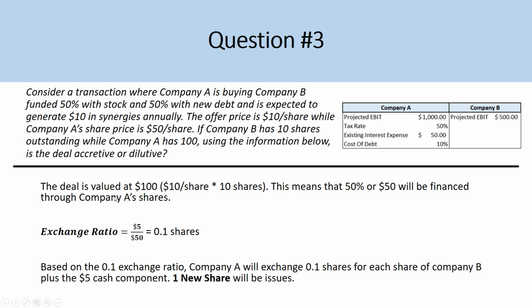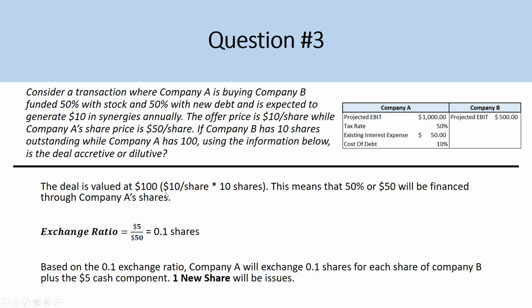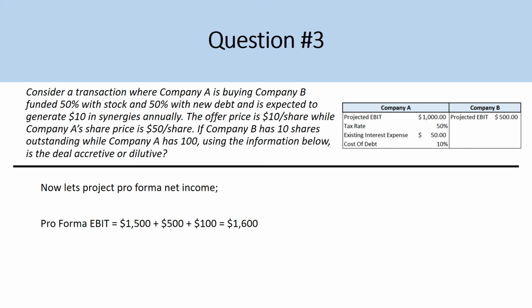Because Company A has 100 shares, right? So Company A, times 100. Now let's project Company B, sorry. You're multiplying 0.1 times 10, that's the number of shares, right? So you find that exchange ratio and then you multiply by the number of shares in the target company, not the acquiring company. Yes. So now let's project pro forma net income.